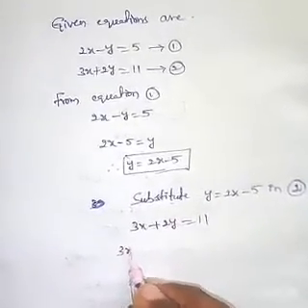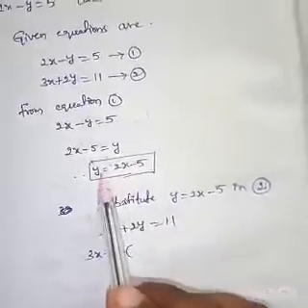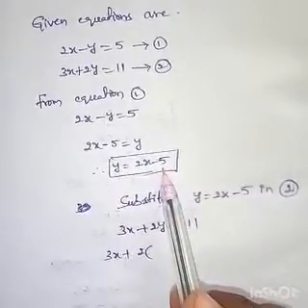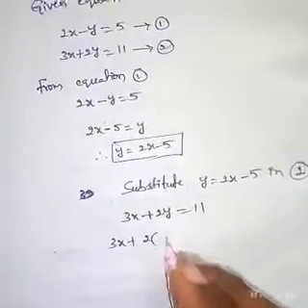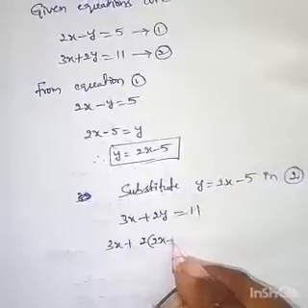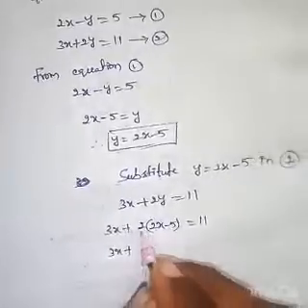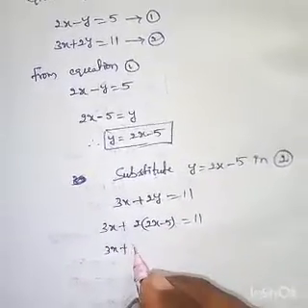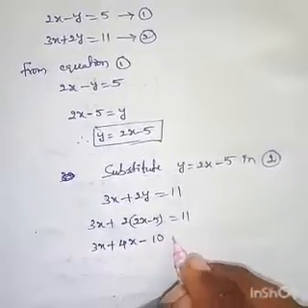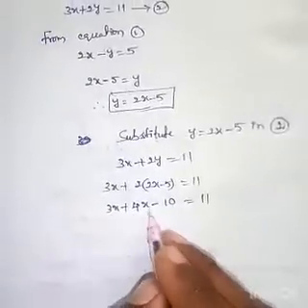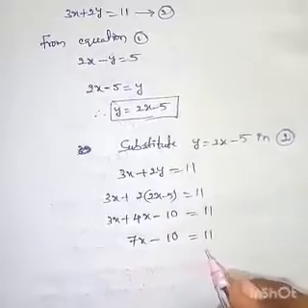That is 3x plus 2 into, we have to substitute the y value. What is the y value here? y equal to 2x minus 5. So in the place of y we have to substitute 2x minus 5, equal to 11. That is 3x plus 2 into, simplify this term, 2 into 2x, 4x, 2 into minus 5, minus 10, is equal to 11. 3x plus 4x, 7x minus 10 is equal to 11.